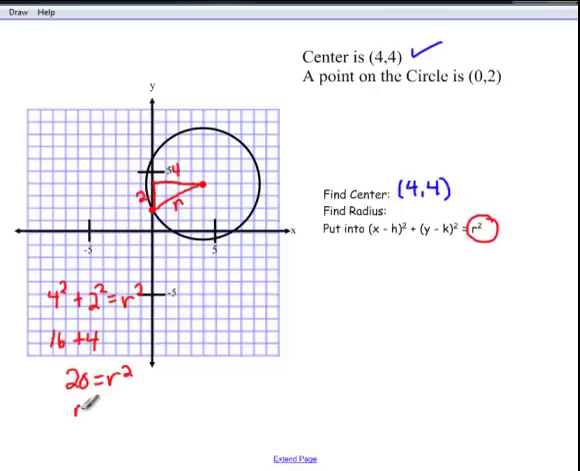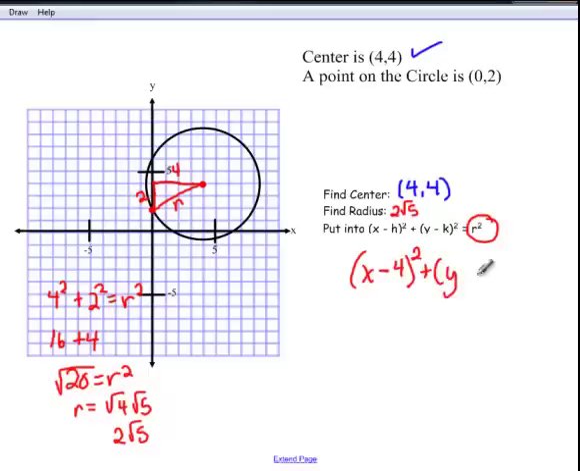If I did have to find the radius, it would be radical 4 times radical 5, because I'm going to break down this radical 20. And 2 radical 5 would be my radius. Now if I wanted to write this formula, x minus the x value of the center squared plus y minus the y value of the center squared equals 20.